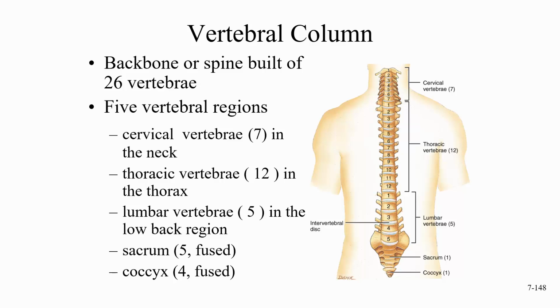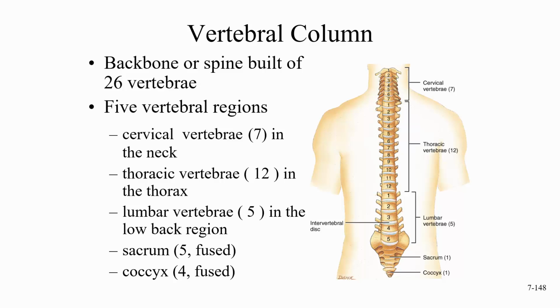In this lecture, we're going to look at an introduction to the vertebral column and intervertebral discs. Now, the vertebral column is the backbone or spine, which is built up of 26 individual vertebrae. Now, there's 5 vertebral regions. There's the cervical vertebrae, which is in the neck, and there will be 7 cervical vertebrae.